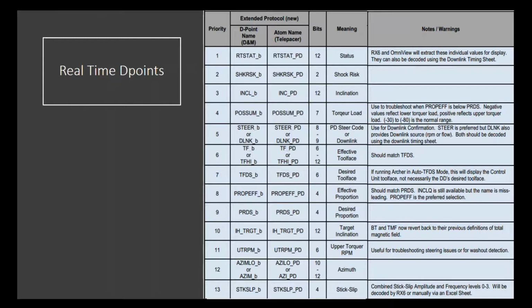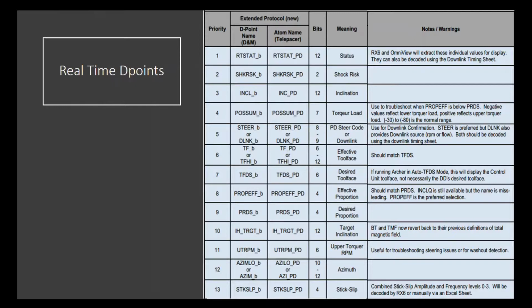Okay, so starting from the top, your most important is your RT stat. So this is a status word, and this is used to show individual values confirming if your tool is running as expected or if there are some errors or mitigations needed. The value that comes up on your screen, you can input that into your fast downlinking sheet and it'll decode and give you 5 or 6 different messages from one status word.